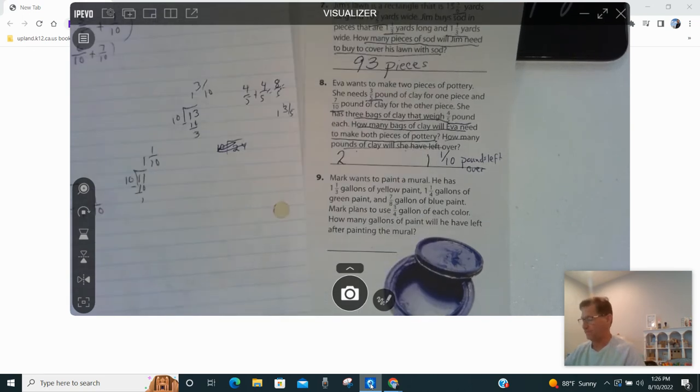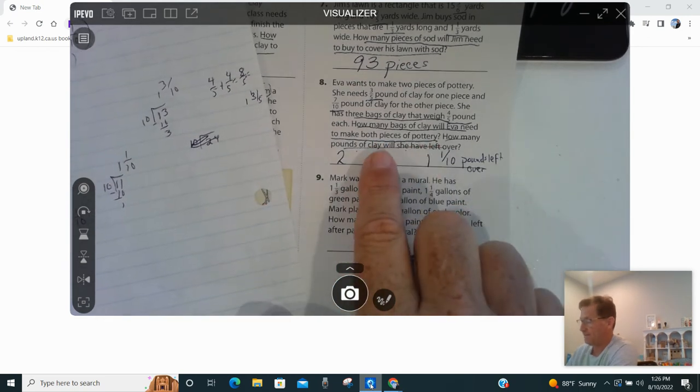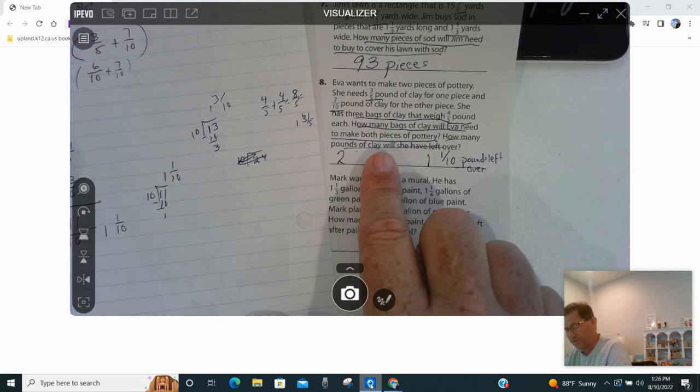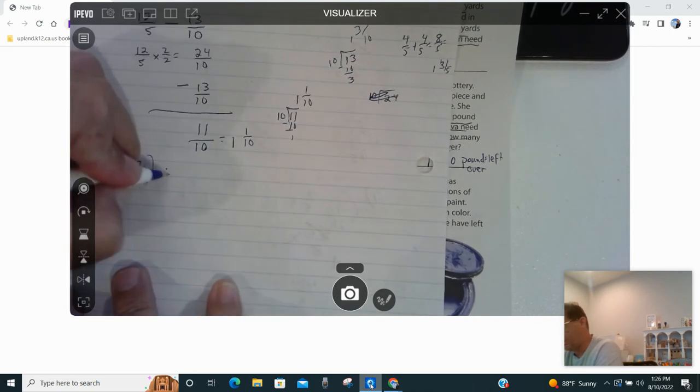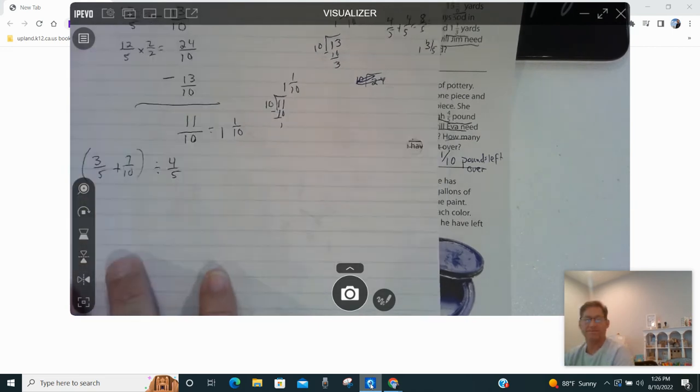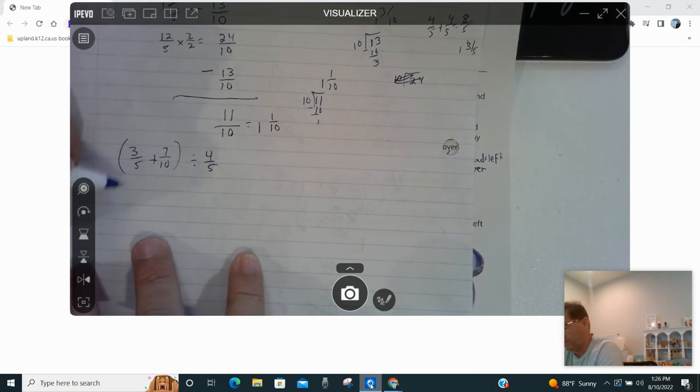I want to go back and do the first part of this problem. How many bags of clay will Ava need? So actually, we know that she's doing 3/5 and 7/10, right? And we know that each of the bags is 4/5. So if we take how much she's going to use and divide by 4/5, that'll tell us how many bags she needs. So we already know that 3/5 is the same as 6/10.